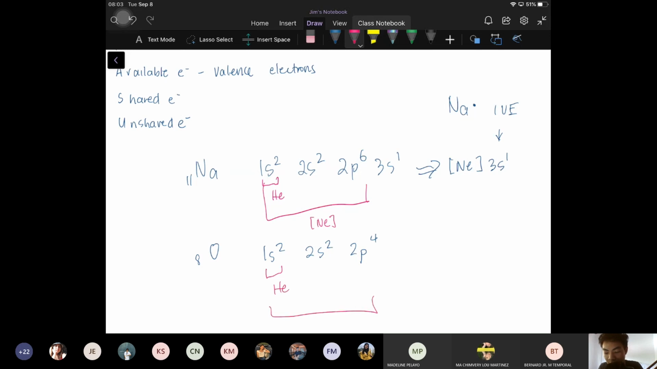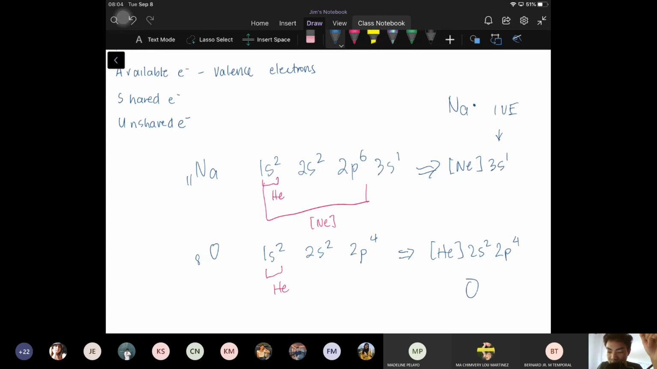Can we say that this is neon? Not really. Why? For it to be neon, the configuration must end with 2p6. But it doesn't, so that means the inner electron is only the 1s2. So we can rewrite this as helium 2s2, 2p4. These electrons outside the inner electrons are our valence electrons. So how many valence electrons does oxygen have? To count, 2 plus 4, that's just 6.